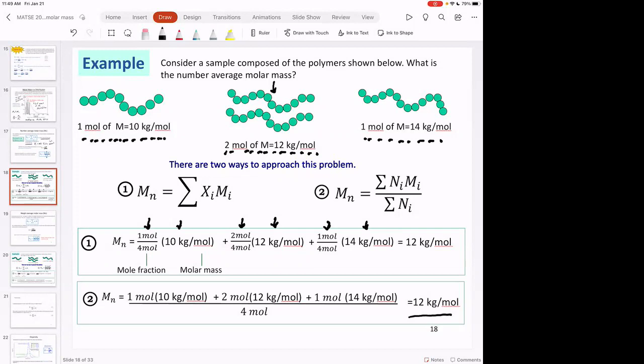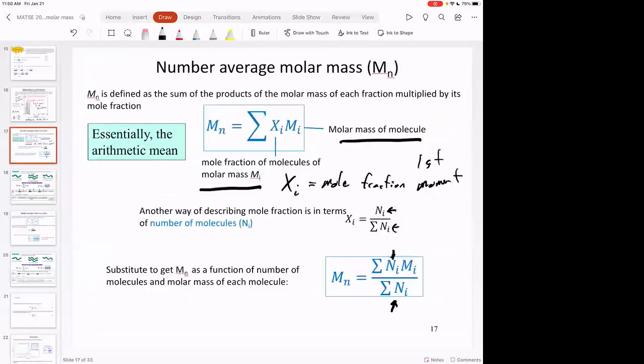If we had, say, 6 moles of Mn 14 kilogram per mole chains, we have a higher number, right? Now we wouldn't have 12. So don't just think that the center population is going to give you the Mn. It depends on the weighted average of the mole fractions. Is anyone confused at this point? Okay, always remember that Mn is the easy one. You don't have to square anything, but it's based on moles.